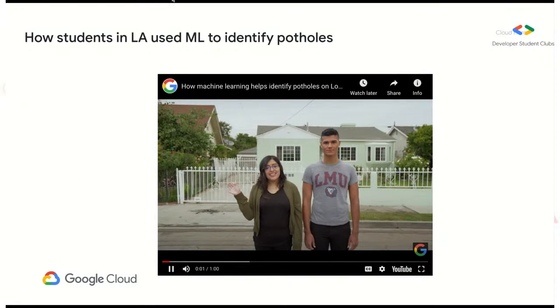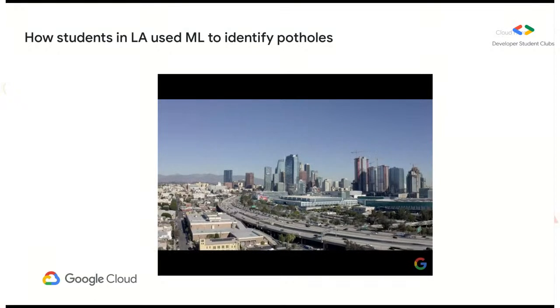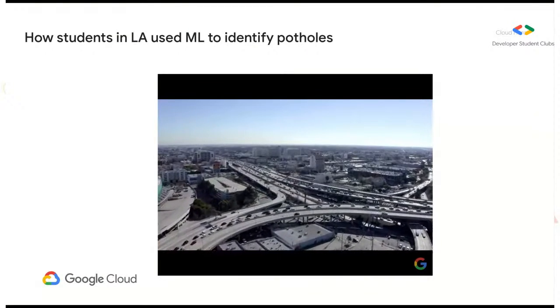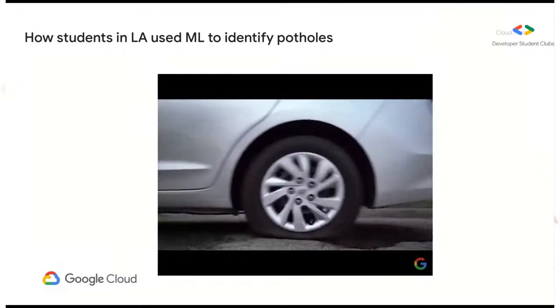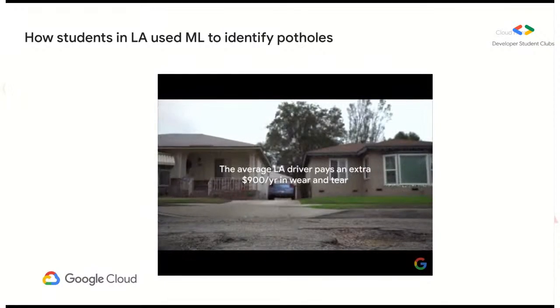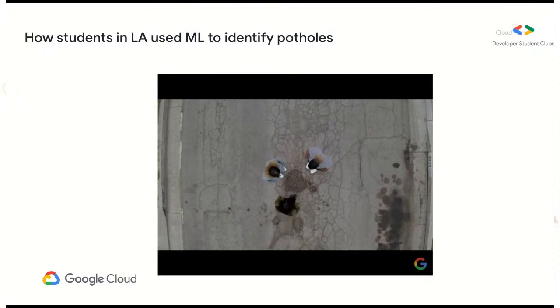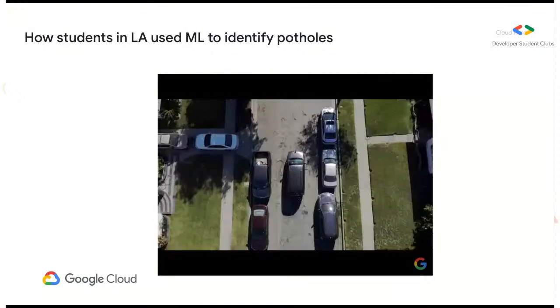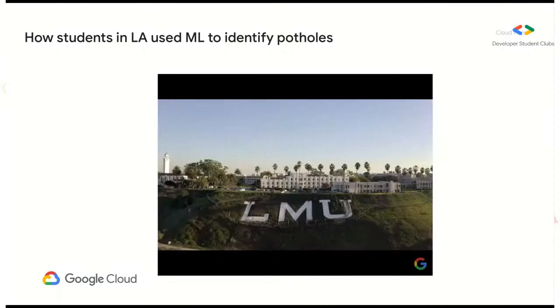Hello, my name is Alejandra, and I'm Erickson, and we're using machine learning to find potholes on the streets of Los Angeles. LA has over 7,400 miles of roads and freeways. That's a lot of roads and a lot of potholes to fix. Right now, construction workers have to manually inspect roads for dangerous potholes and cracks, or rely on people calling in tips, which takes a lot of time.